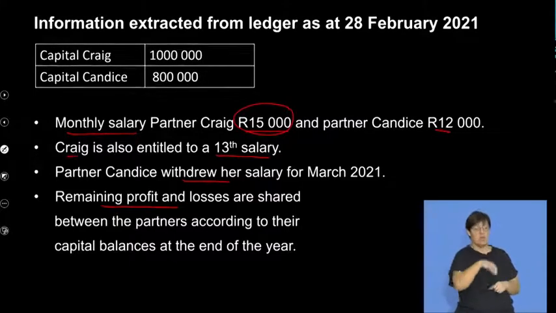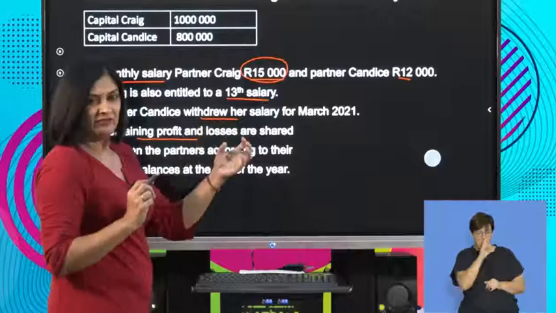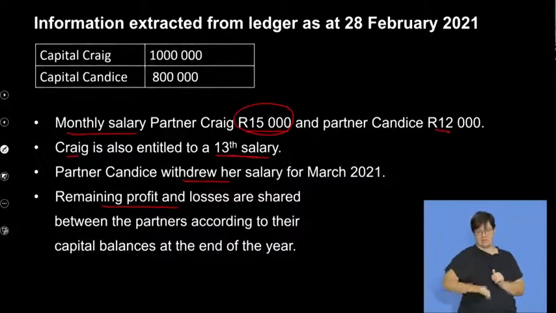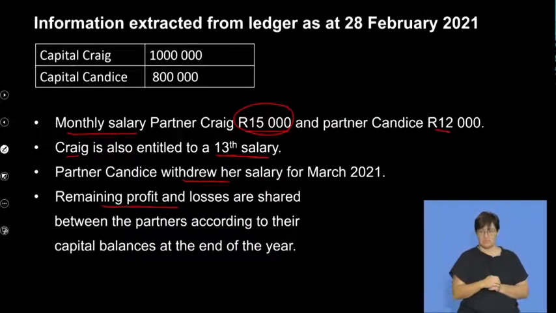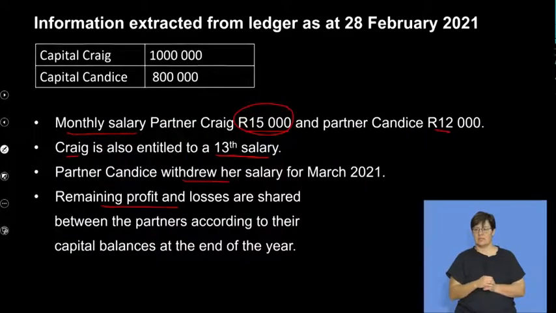Craig is also entitled to a 13th salary. Now here, this is not a bonus, guys. Although it may seem like a bonus, here we're talking about his salary. So that 15,000, let's just go back there. Let me just say that one more time.